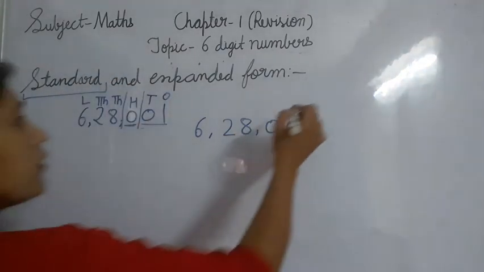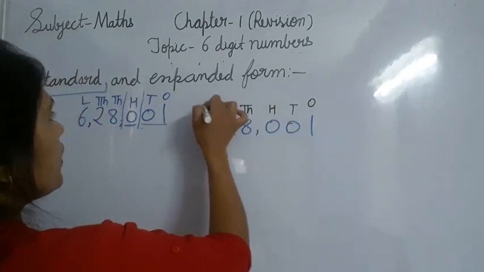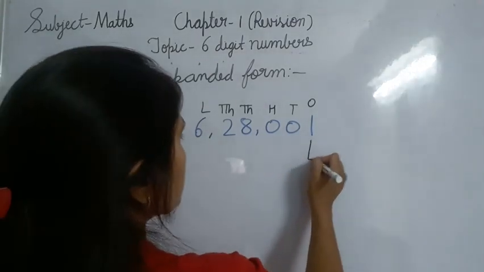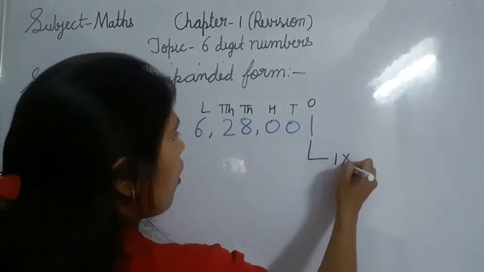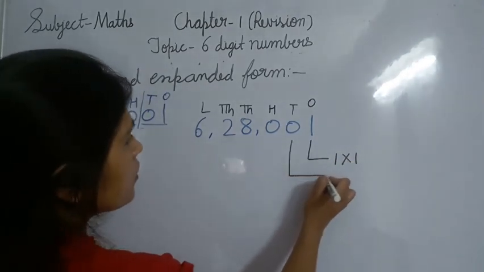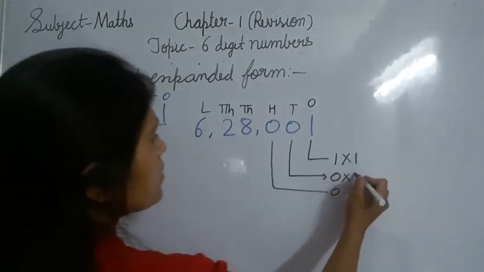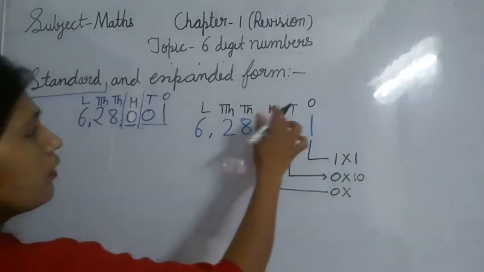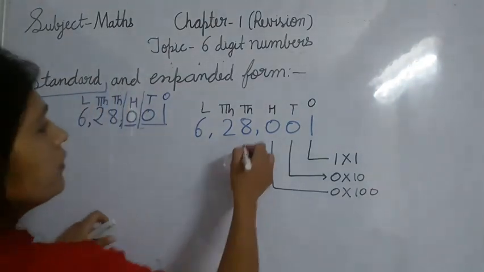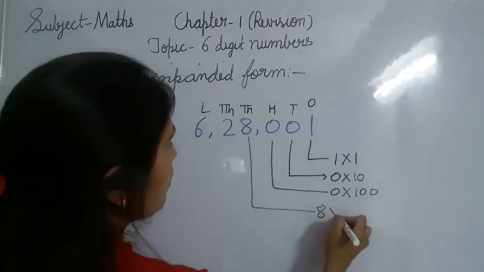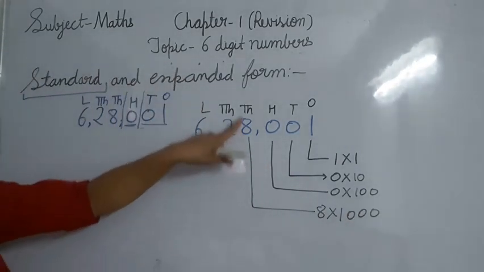So let's find its expanded form. Ones, tens, 100, 1,000, 10,000, lakh. Start from the ones place. How many ones are there? We have one on the ones place. Yes. 0 means 0. If you multiply 0 on the tens place, you will get 0 only. 0 on the 100 place, so multiply 0 with 100. And 8 on the 1000 place, so multiply 8 with 1000, which means 8,000.